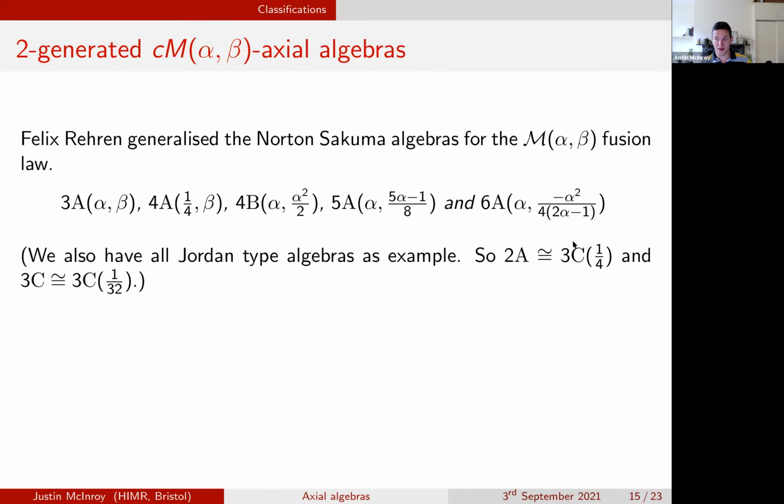Our favorite running example with the group S3. And the 3C algebra is exactly 3C of 1 over 32.